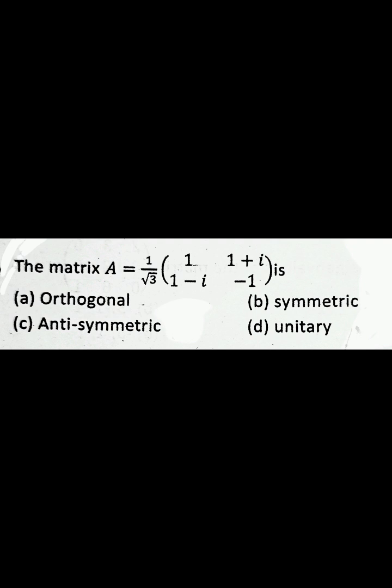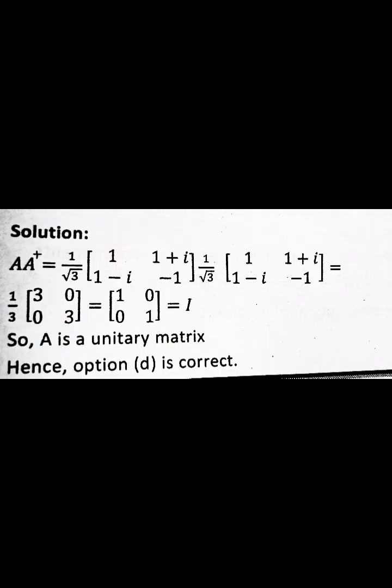The next question is: the matrix A is equal to 1 by root 3 times [1, 1 plus i; 1 minus i, minus 1] is dash. Here A into A dagger is equal to 1 by root 3 into [1, 1 plus i; 1 minus i, minus 1] into 1 by root 3 into [1, 1 plus i; 1 minus i, minus 1], and this is equal to 1 by 3 into [3, 0; 0, 3], and this is equal to [1, 0; 0, 1], and this is equal to I. That is, A into A dagger is equal to I. That is, A is a unitary matrix. So the answer is option D.